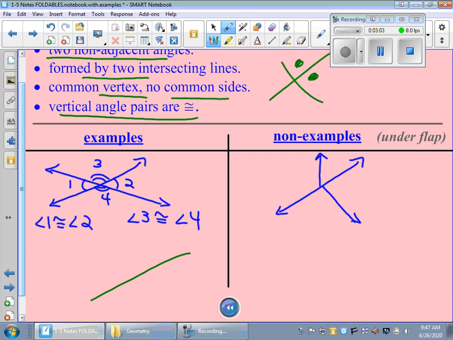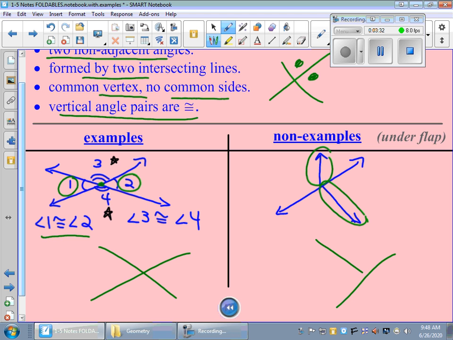We just sketched two lines like this. Here angle 1 is congruent and vertical with angle 2. They share the common vertex right here. They're across from each other. In this example, we also have angle 3 and angle 4 as vertical angles. They're across from each other, they share the common vertex, and they are also congruent. Why is this a non-example? This is not a straight line, so therefore those are not equal. They are not straight, so that's a non-example.